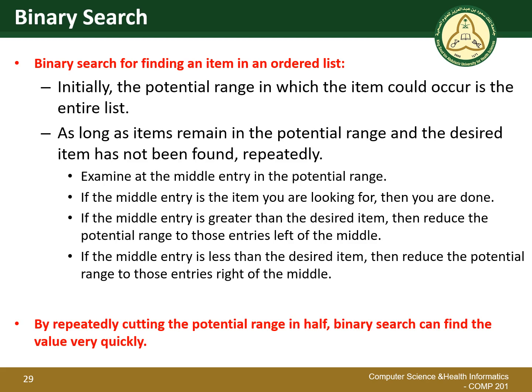If the middle entry is greater than the desired item, then we will cut or reduce the potential range to those entries left of the middle. If the middle is less than the desired item, then we will cut or reduce the potential range to those entries right of the middle point. As we saw in the example, by repeatedly cutting the list in half, binary search can find the value very quickly.